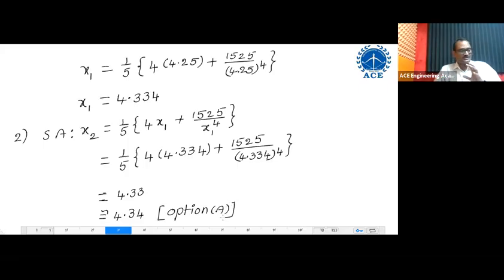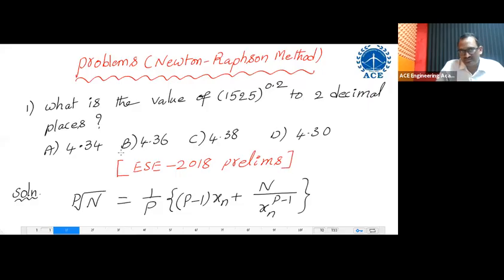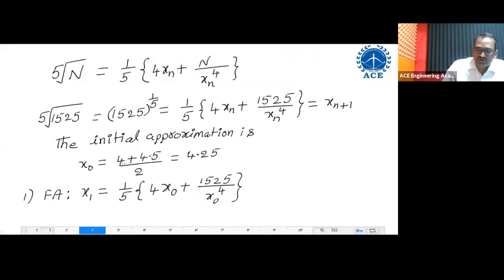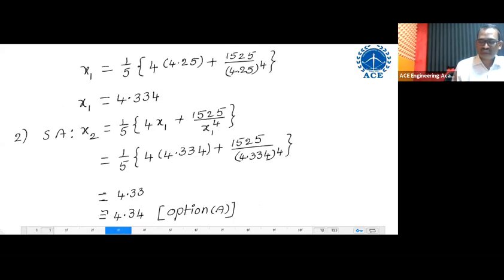Remember my strong suggestion, all of you, everyone: whenever the initial approximation is not given, look at the options. All options are lying between 4 and 5. So the average of 4 and 5, that is 4.5, is the initial approximation. But I have taken the average of 4 and 4.5, but the suggestible average is of 4 and 5. Please do remember that. Similarly, note this and try yourself.